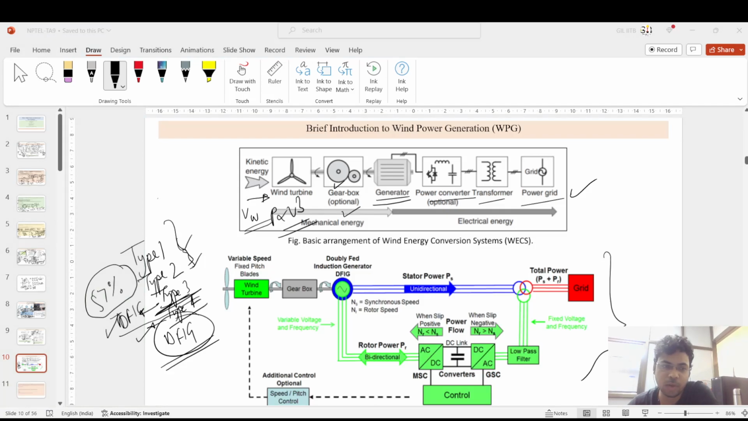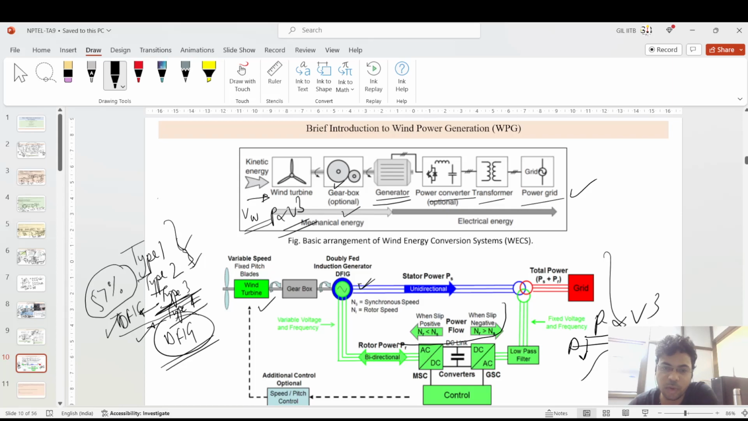So here I have explained the DFIG-based system. If you have any doubt, you can ask me in between, there is no issue in that. There is a possibility that when the wind velocity is low, what will happen? The power being sent to the grid will not be as per the level, because the power is proportional to V cubed. If V is low, then power will be low.